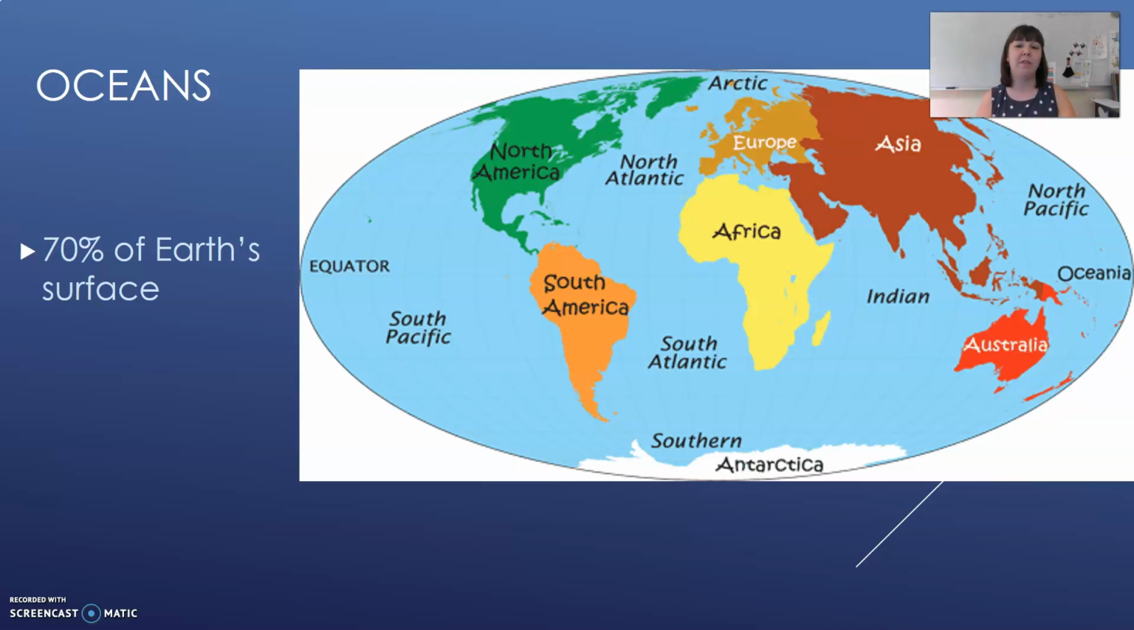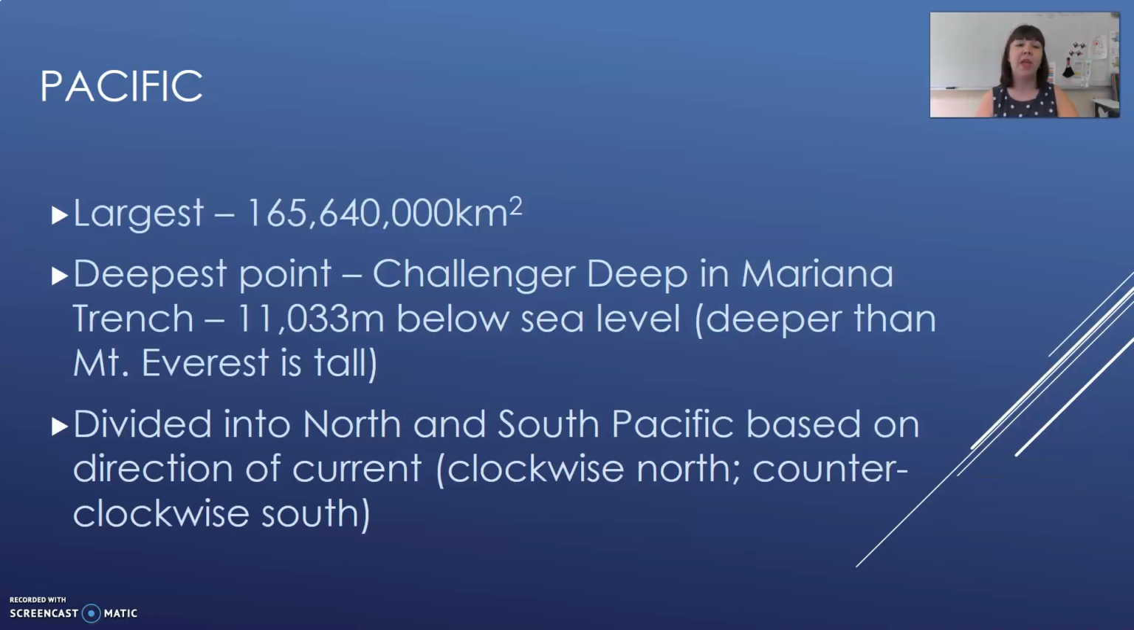Usually that big body of water is an ocean, and we have most of our planet covered by ocean. We have, we'll say, 4 major ones and then some minor oceans along the way. The Pacific is the biggest. Now, you don't need to know how many square kilometers it covers, just know it's the biggest. And it also has the deepest point on our Earth. Challenger Deep in the Mariana Trench is deeper than Mount Everest is tall. So try to imagine that.